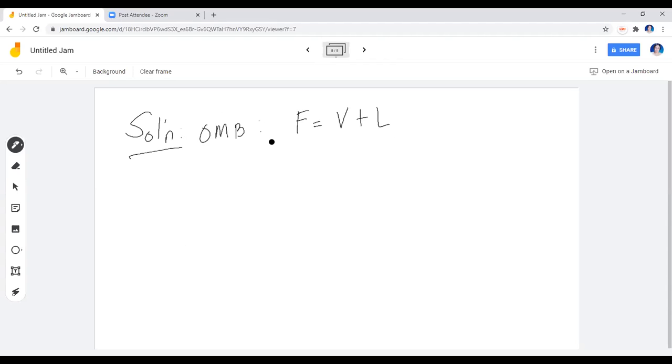Now the problem gives us that the feed is 5,217 and the vapor, we do not know. That is why we're trying to find it. And the same thing with the liquor. So we can do anything for now. This becomes our equation 1.